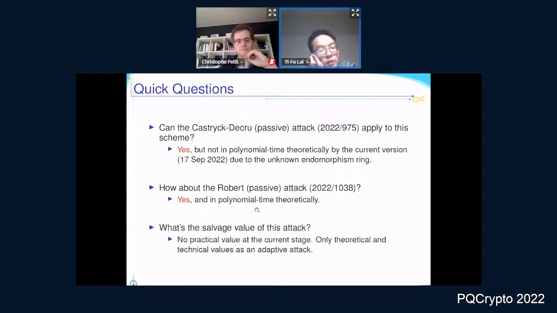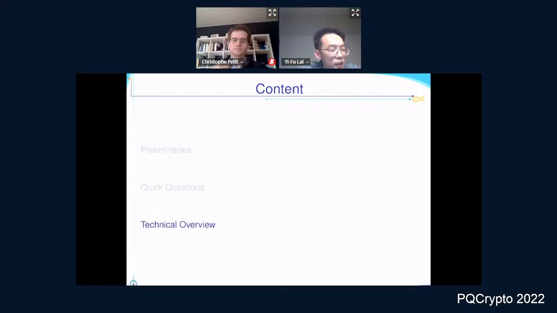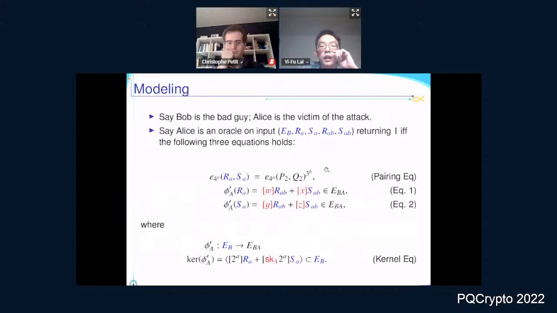So what's the value of this attack at the current stage? It really depends on whether we can have a secure variant of SIDH key exchange, and then we can consider the adaptive attack again. So only theoretical and technical values at the current stage. Finally, we can talk about our technical overview, and the technical overview is quite similar.